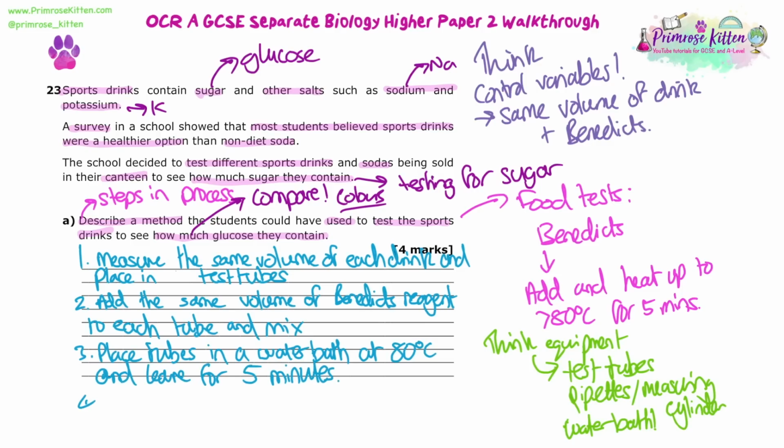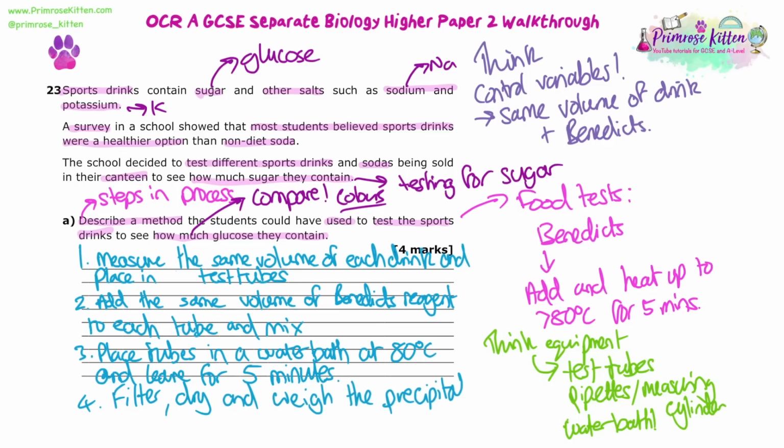Placing the tubes in the water bath at 80 degrees and leaving for 5 minutes. So that's going to get our reaction. So now we have to think about what can we do to compare them if they all turn red. That's what I would be thinking. So what we can do is we can filter, dry, and then weigh the precipitate.